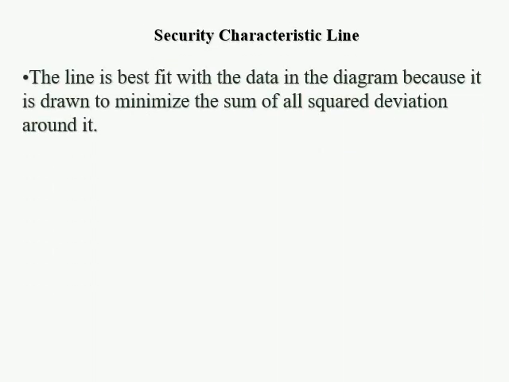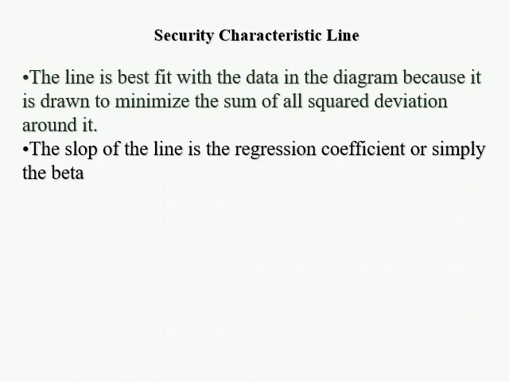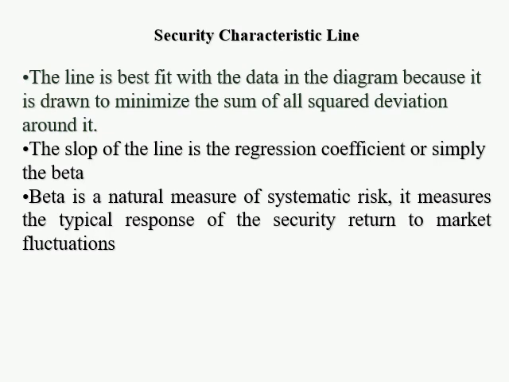Security characteristic line. The line, زي ما قلنا قبل كده, is the best fit with the data in the diagram because it is drawn to minimize the sum of all squared deviations around it. The slope of the line is the regression coefficient or simply the beta. Beta is a natural measure زي ما احنا عارفين. Beta هي الميجر of systematic risk. It measures the typical response of the security return to the market fluctuations.